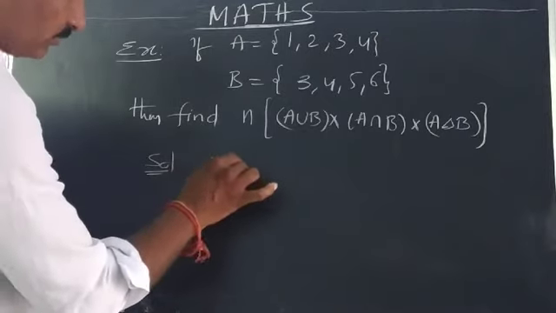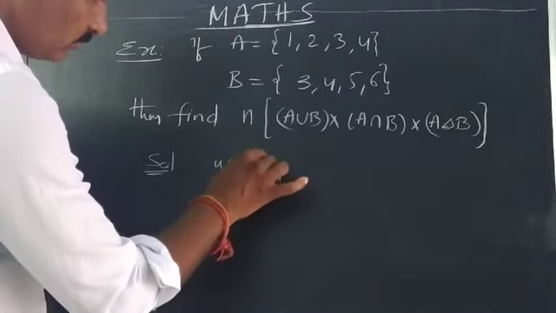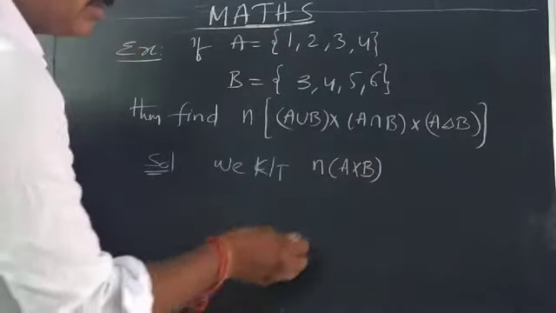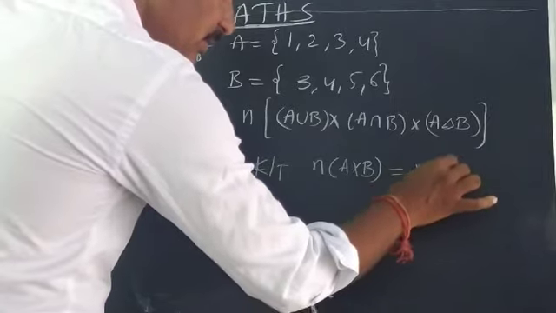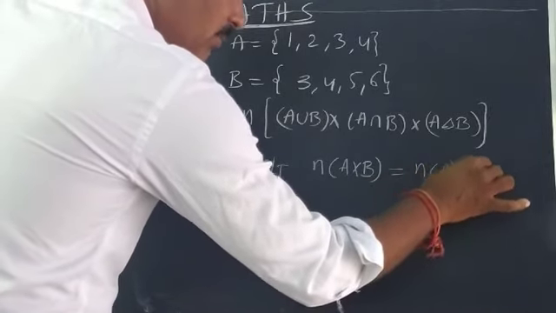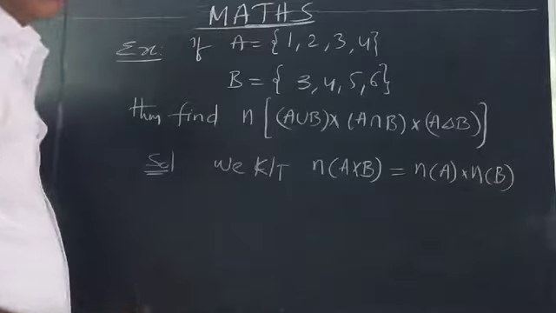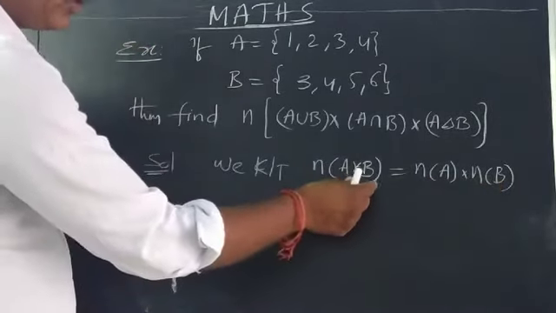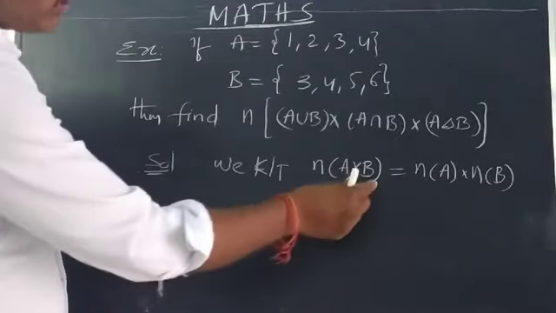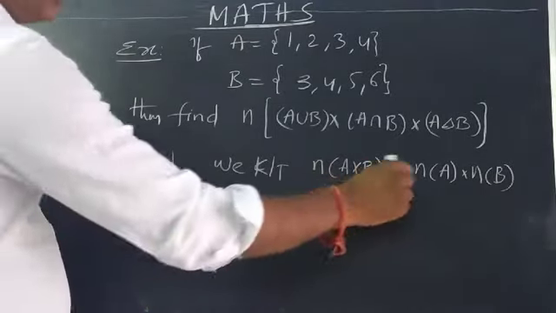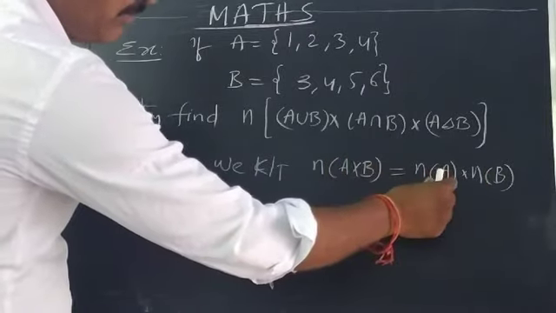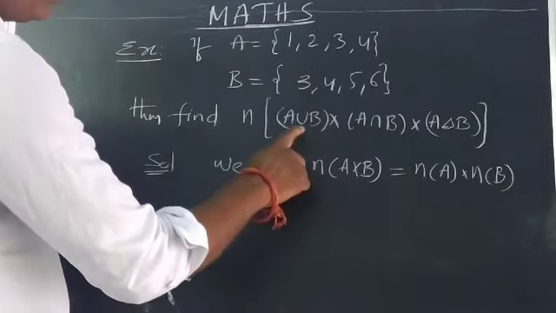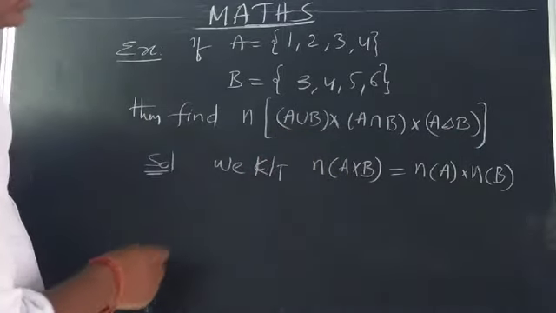Solution. We know that the number of elements in A cross B... how to find the number of elements in A cross B? Just find the number of elements in A and multiply with the number of elements in B. If you have the number of elements in A and in B, then find the product. You will automatically get the number of elements in A cross B. Here there is no need to find the A cross B set. Automatically you can get the number of elements in A cross B by the product of the number of elements in A into the number of elements in B. So I am using this condition to solve this.